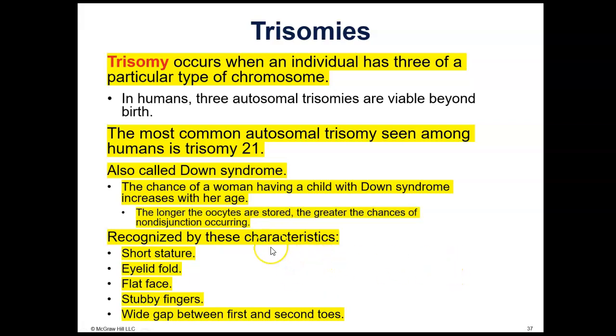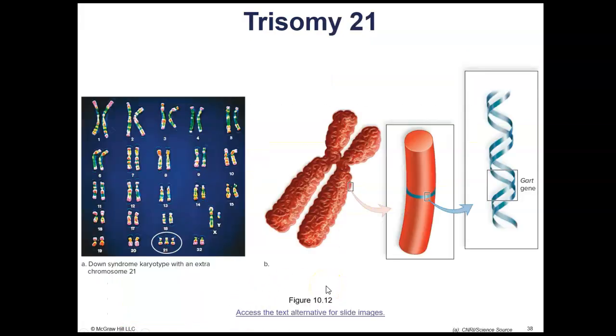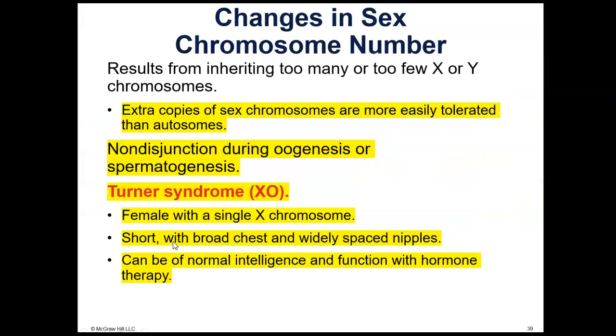Now, the characteristics of an individual with Down syndrome tend to be short stature, which means they're not tall, eyelid fold, flat face, stubby fingers, and a wide gap between the first and second toes. This is what trisomy 21 looks like in a karyotype. Extra chromosome on pair 21.